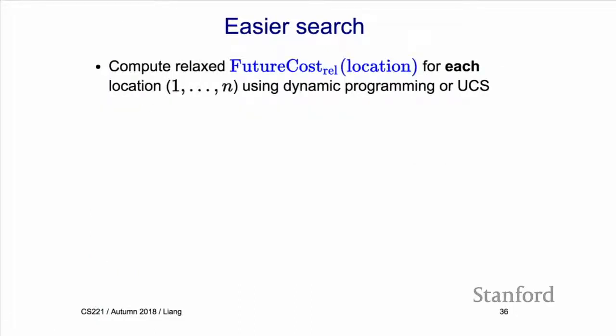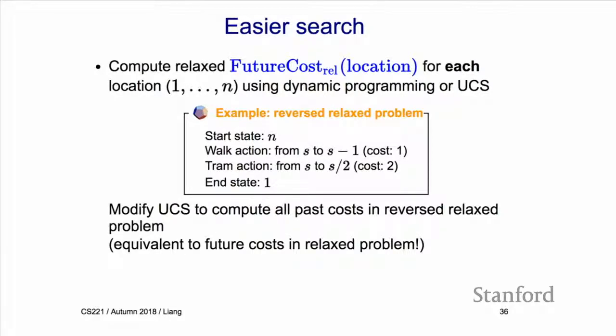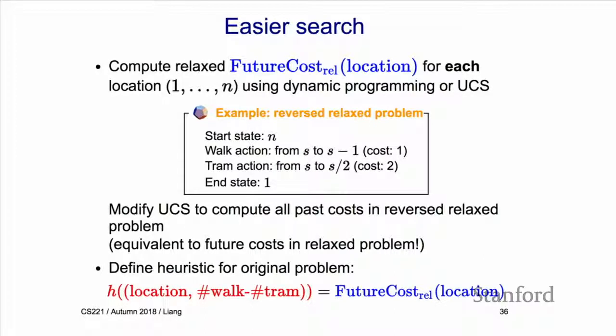All right, let me just write out those steps. So we're going to define this relaxed future cost function. So it's future cost sub relaxed. And that is the correct optimal future cost in the relaxed problem where we don't have to balance our tram and walk actions. And then we're going to basically say that h of s in the big problem, the main problem, is equal to this future cost in the other problem. Any questions about that?